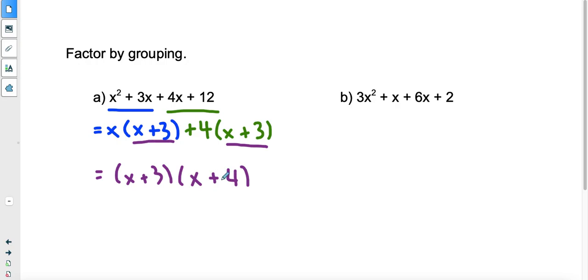Let's look at another example. 3x squared plus x plus 6x plus 2. Again, what do we want to do? We're going to start by common factoring out the first two terms. And then we're going to common factor out the next two terms. So let's do that.